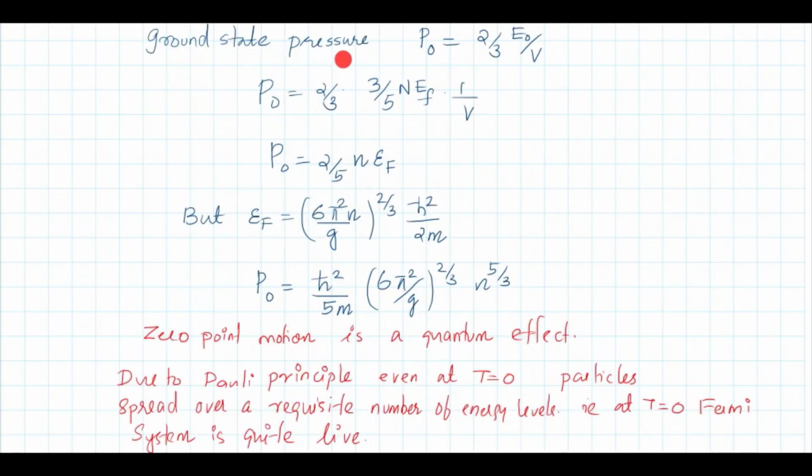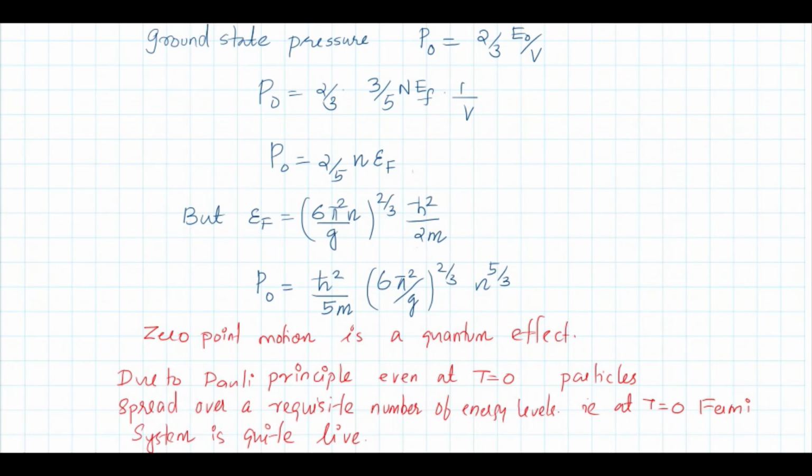Now you can calculate the ground state pressure P0. By definition, it is 2 by 3 into zero point energy by V, because P is 2 by 3 U by V. Here it is ground state pressure, that is energy of ground state, or energy at T equal to 0. Substitute for U, E0. Then P0 is 2 by 3 E0 by V. So P0 equal to 2 by 3 into, what is E0? It is 3 by 5 N EF into 1 by V. So P0, the ground state pressure, is 2 by 5 n EF. But EF is this one, an equation we already derived. Substitute for this EF. You will get ground state pressure is proportional to n raised to 5 by 3.